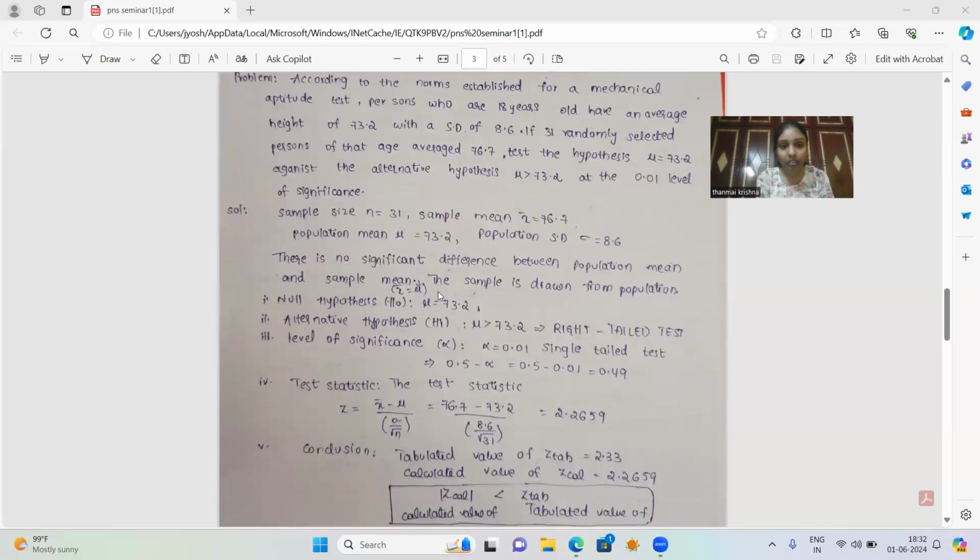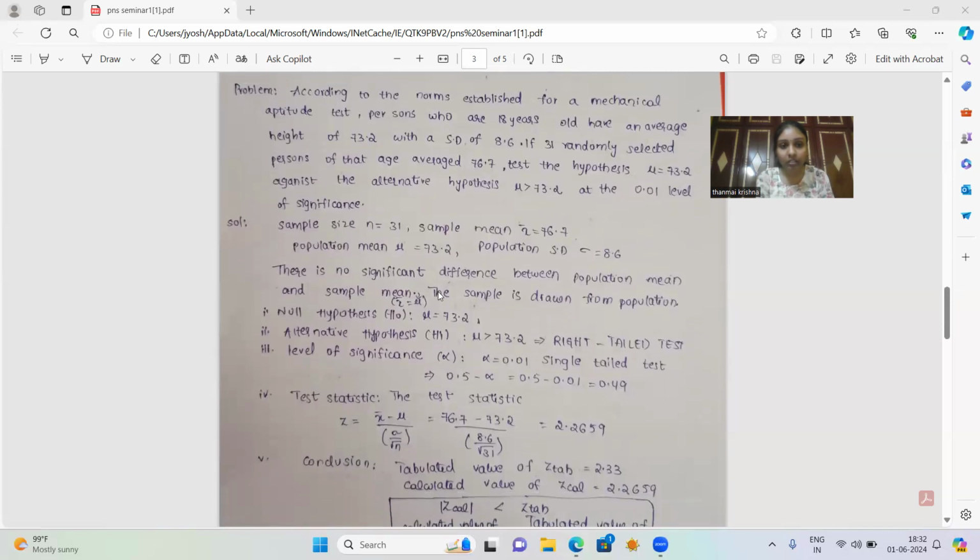See, before I told you, mu greater than mu naught is a right tail test. As mu naught is 73.2, here mu is greater than 73.2. So it is a right tail test. Level of significance, which means alpha, we are setting it as 0.01. Single tail test: 0.5 minus alpha, which is 0.5 minus 0.01, which is 0.49.